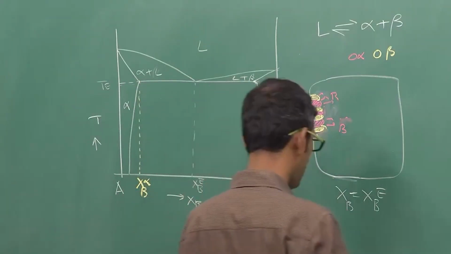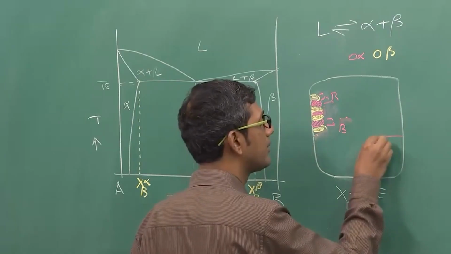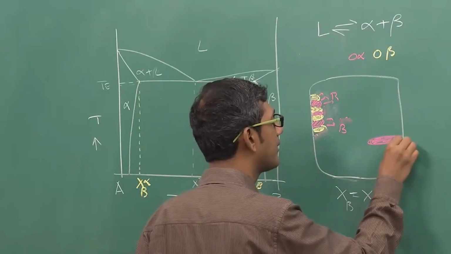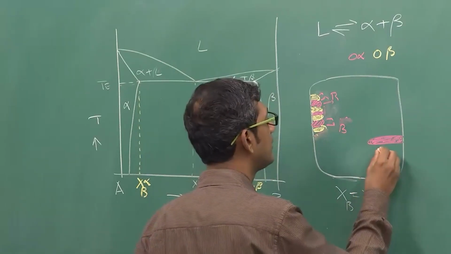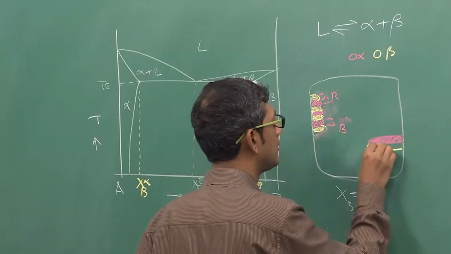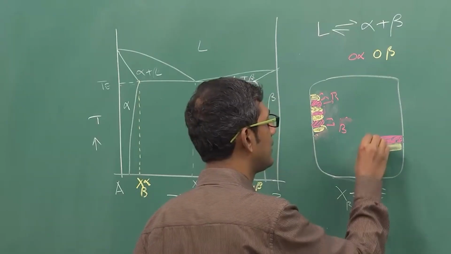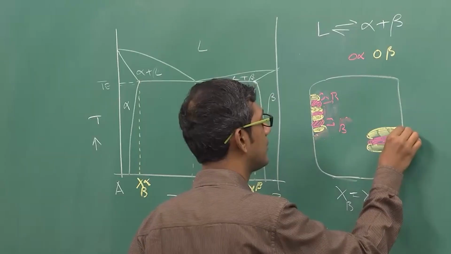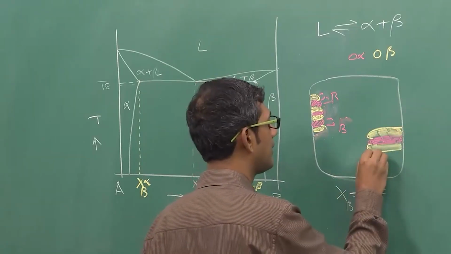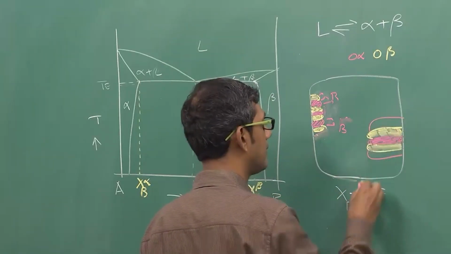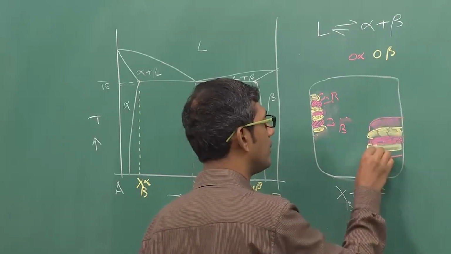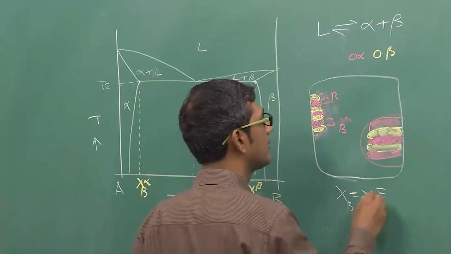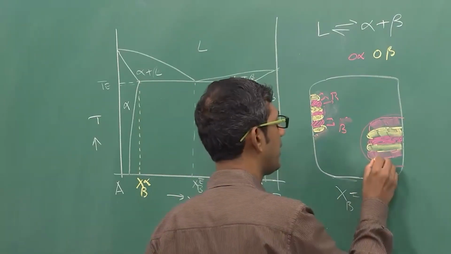If I have to draw a complete, full eutectic with the lamellae of alpha and beta, it will look like this. This is my alpha, this is my beta, another beta on this side, then another alpha, and so on. So finally you form a colony like this with alpha beta lamellae.